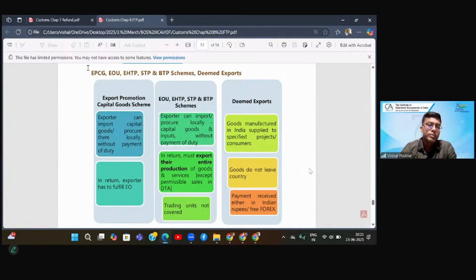Then you have these other schemes. Now, EPCG is very similar to advance authorization. The only difference is that EPCG is for importing capital goods or even procuring them locally without making the payment of taxes and duties. So when you're procuring locally, you don't pay the IGST or the GST component. And when you're importing, you don't pay the basic custom duty and GST. And again, in return, you have to comply with the export obligation, which is duty saved multiplied by 6 times.